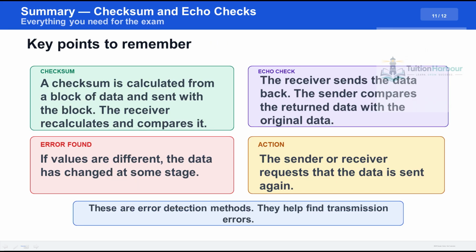Summary. Let us quickly recap. A checksum is calculated from a block of data. It is sent with the data. The receiver recalculates the checksum. Then it compares both checksum values. In an echo check, the receiver sends the data back to the sender. The sender compares the returned data with the original data. If the values or data are different, an error has been detected. The data should then be sent again.